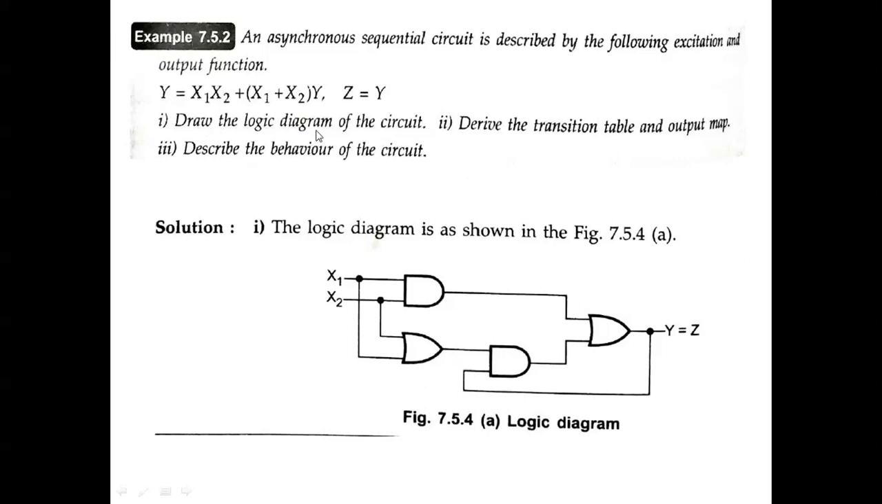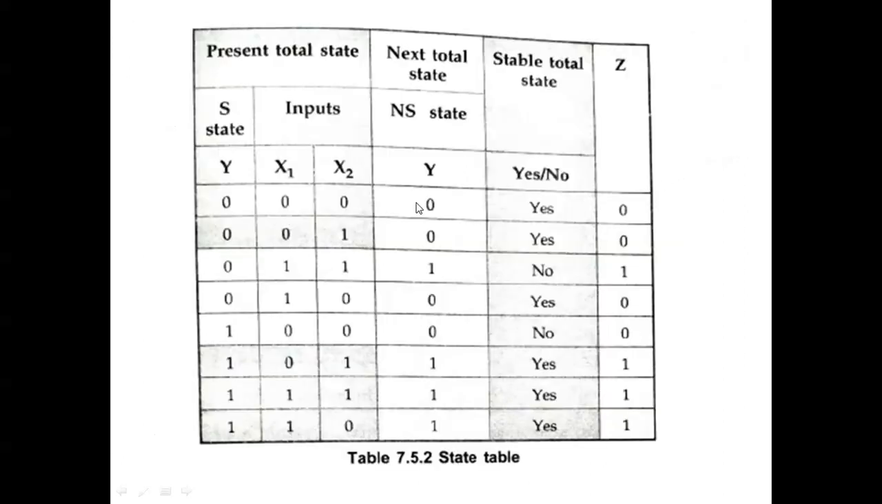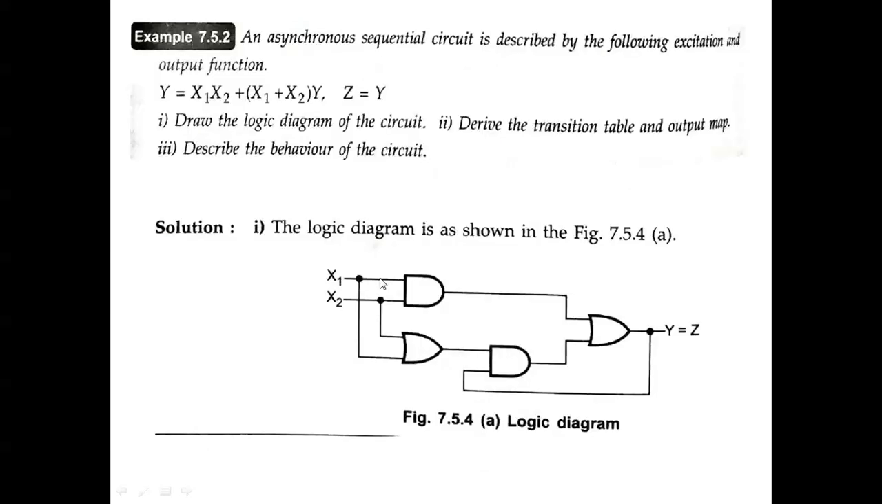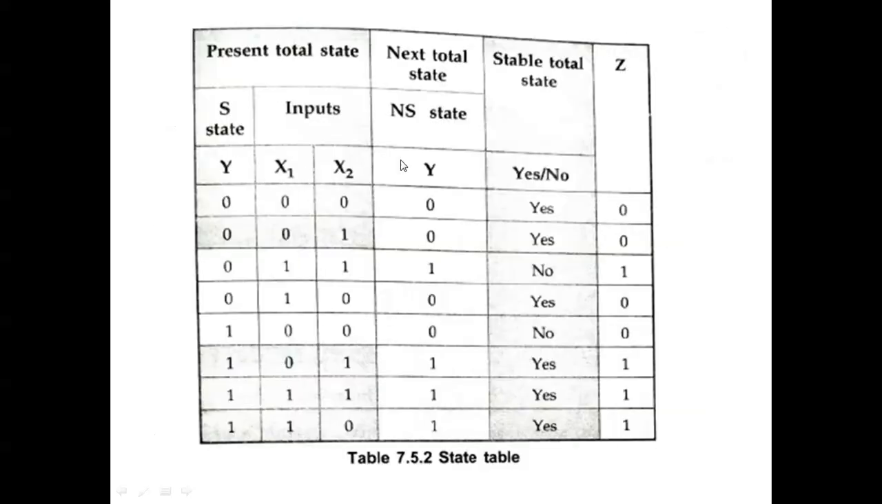So we drew the logic diagram of the circuit and now derive the transition table and output map. So first of all, this is the present state and next state. Present state means the inputs. So y, x1, x2, that is the input, and then next state, that is the y output, and stable state, whether it is yes or no, whether it is stable or not. So for input we are writing here 0 0 0, 0 0 1, 1 0, 1 1. So everything is written.